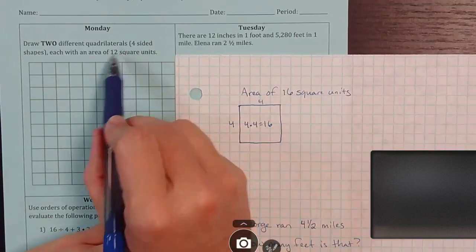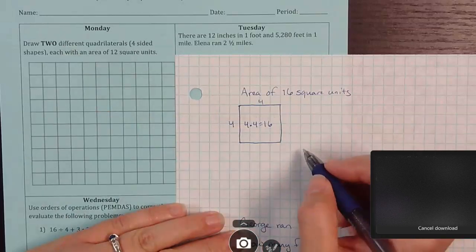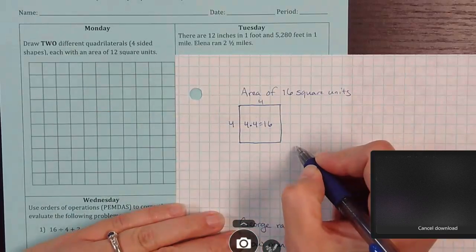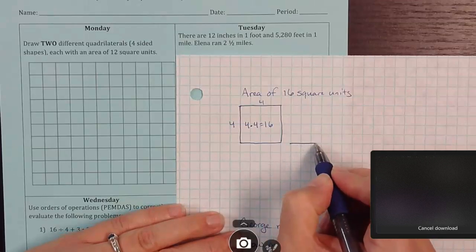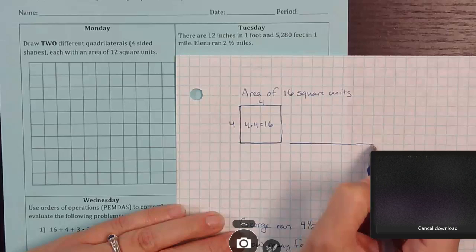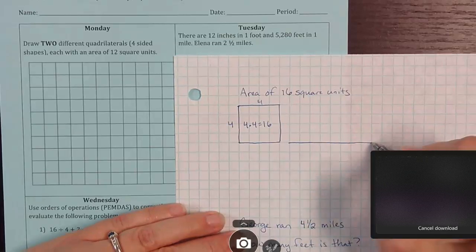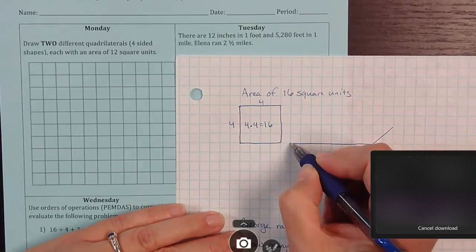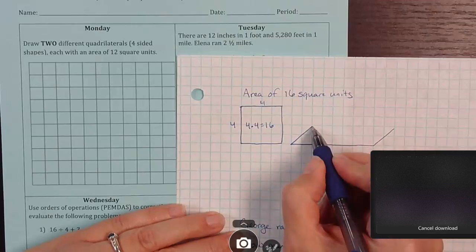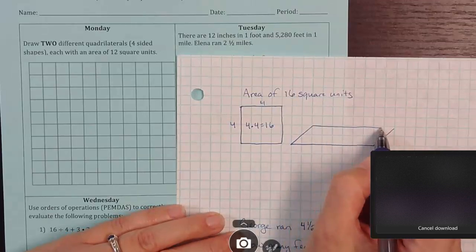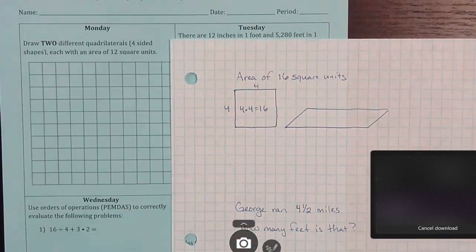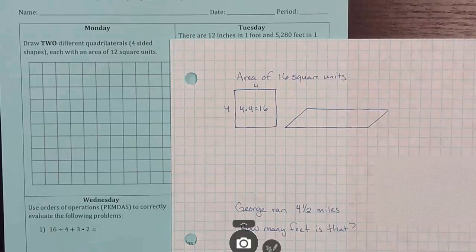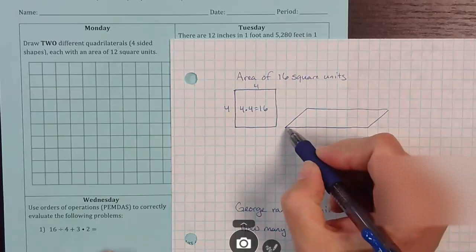And I need to draw 2 different, so I'm going to go ahead and do a different one. This one I think I'll do a little complicated. I think I'll go 8 this way, 1, 2, 3, 4, 5, 6, 7, 8, and I'm just feeling a little fancy. I'm going to actually go ahead and make it a parallelogram. This is also a quadrilateral, okay? So we've got a little bit going on there for you. You can decide, but again, I'm going to show my work.